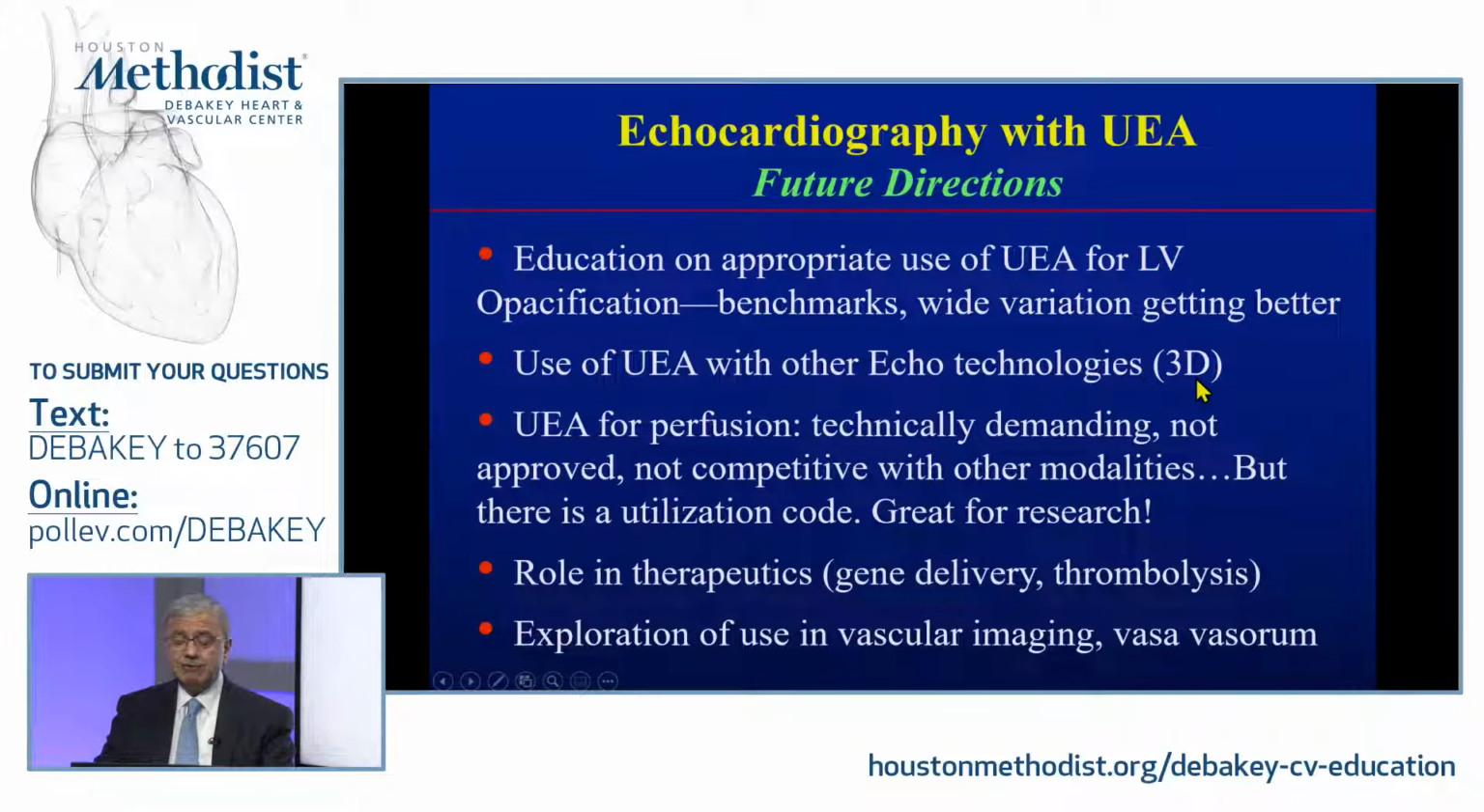Our utilization in 3D echo has not been as good and has not been as optimized, because obviously with 3D echo you may have a little more destruction of contrast. Maybe optimization of such should be a target nowadays. Why? Because 3D can give us a tremendous advantage over evaluation of global as well as regional function. So I think we should be able to use it much better. Perfusion, we talked about it. It's technically demanding, not approved, and not as competitive with other modalities, but there is some utilization code, and it's great for research, no question about it.